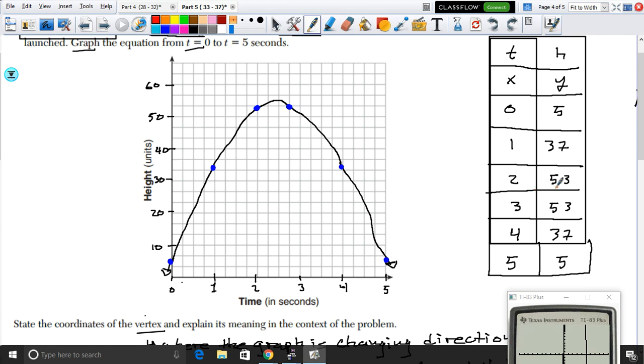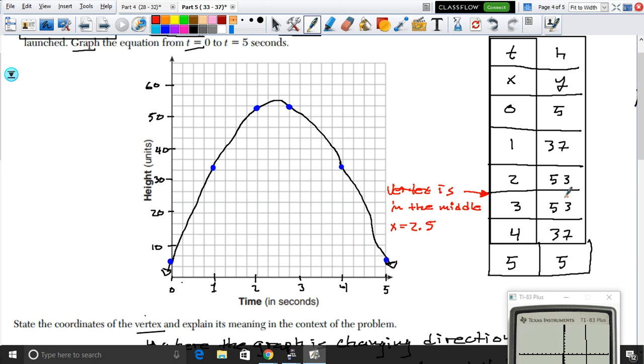Notice that you have 53 at 2 and 53 at 3. So that means that the vertex is going to be right here, in the middle. So the vertex is going to be at x equals 2.5.